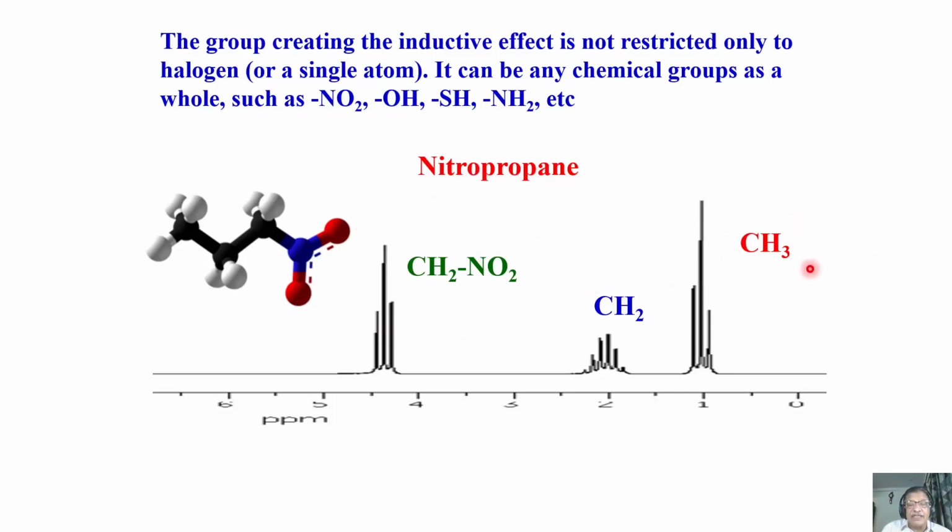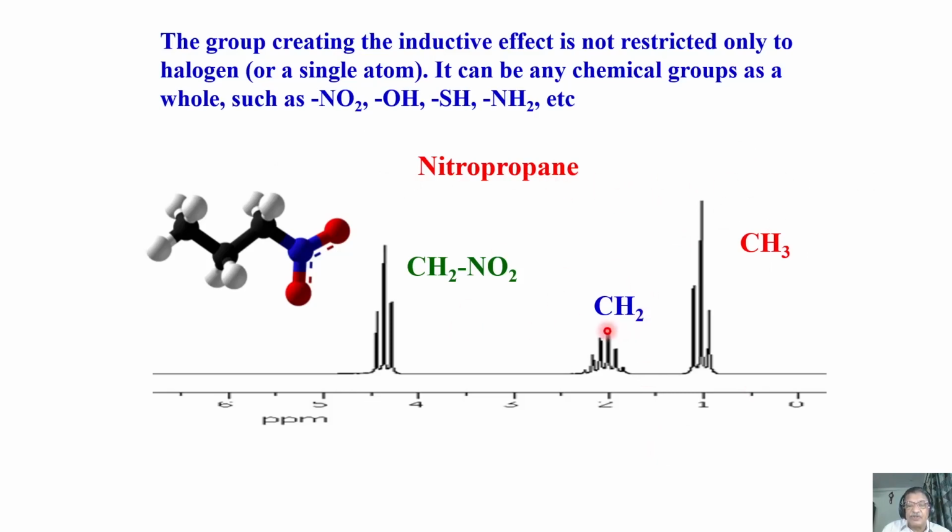What happened to the CH3? In the structure, we have NO2, CH2, CH2 and CH3. CH3 is far away from the NO2 group. Its inductive effect is much less as far as CH3 is concerned. So CH3 comes at high field.